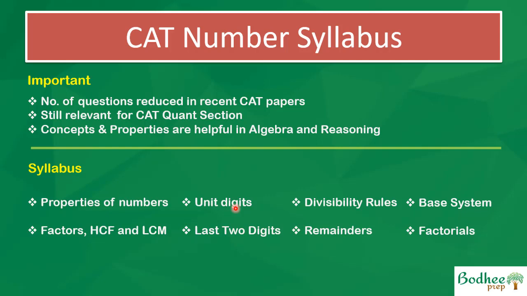All these kinds of questions come in the category of number systems, and all these areas that you see here, properties of numbers, factors, unit digit, last two digits, divisibility, remainders, base system, factorials, all these will teach you some of the nuances of how to crack the number system questions. And these rules could be effectively applied in the other areas of CAT quant.